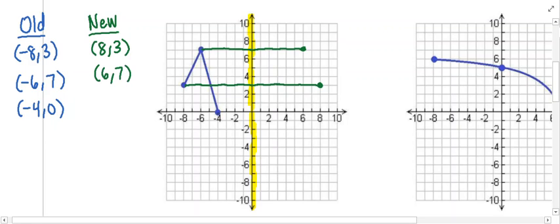And then lastly, let's look at the point at -4, 0. If we flip it over the y-axis, it will move here. Okay, we're going to count boxes. This point is 1, 2, 3, 4 units to the left of the y-axis, and now it's going to go 1, 2, 3, 4 units to the right. It will end up at 4, 0.